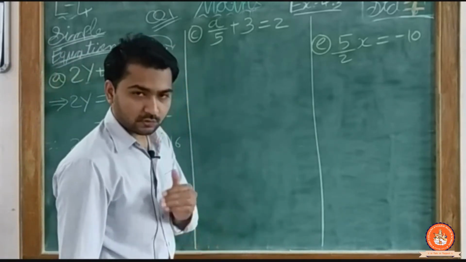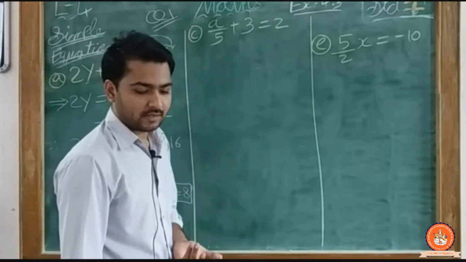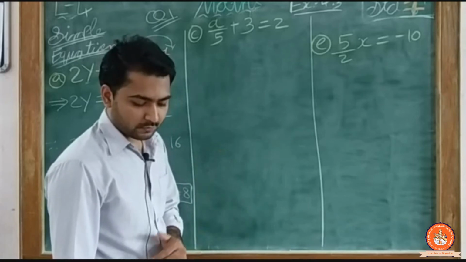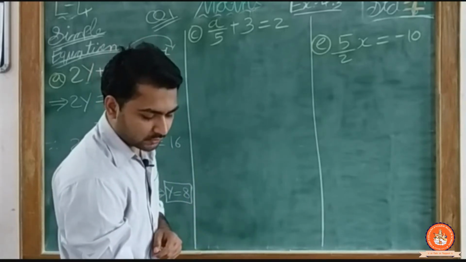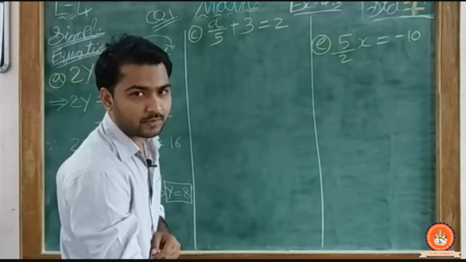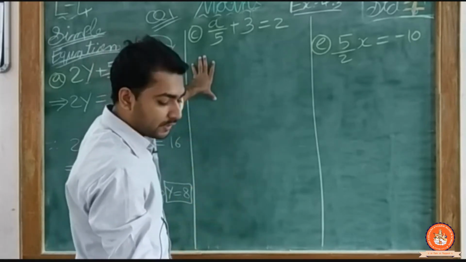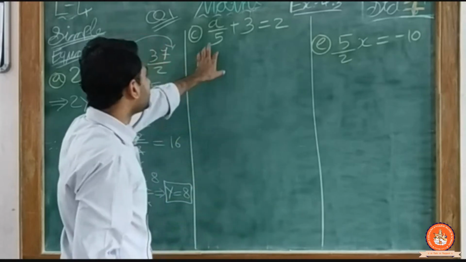Now the B question is also very simple. We had already discussed in exercise 4.1 and 4.2. Now that B question you have to do by yourself in your homework. Okay, I am doing question C.